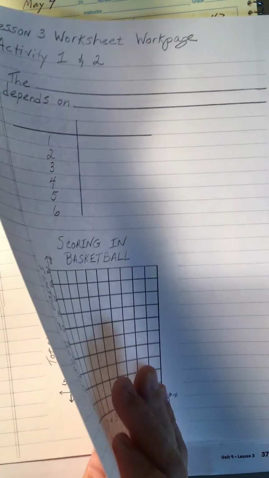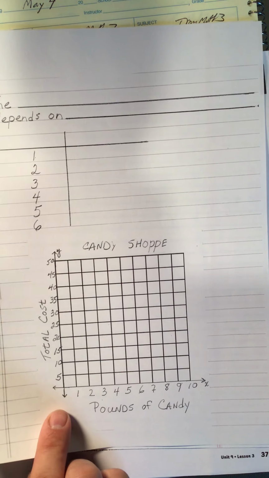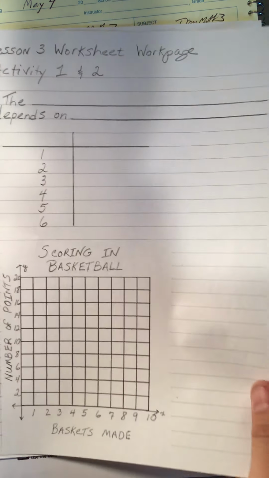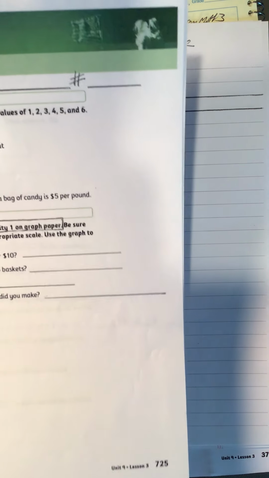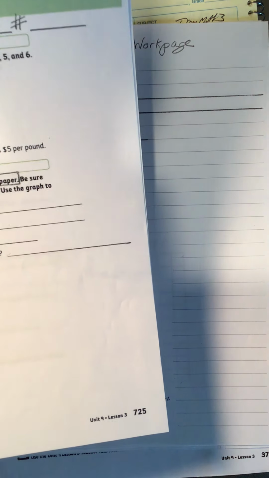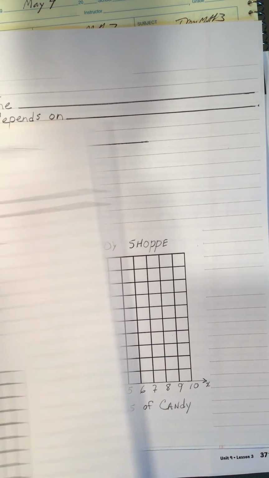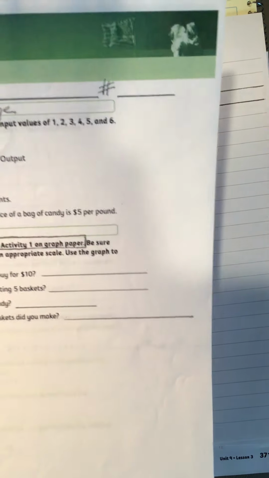Okay, there's activity 1 and activity 2. Okay, activity 1 and 2. Should be able to put all your information on those sheets and then answer the questions accordingly. Okay? So again, put all your work on this page, and then you should be able to answer these questions using your graph and your work page.